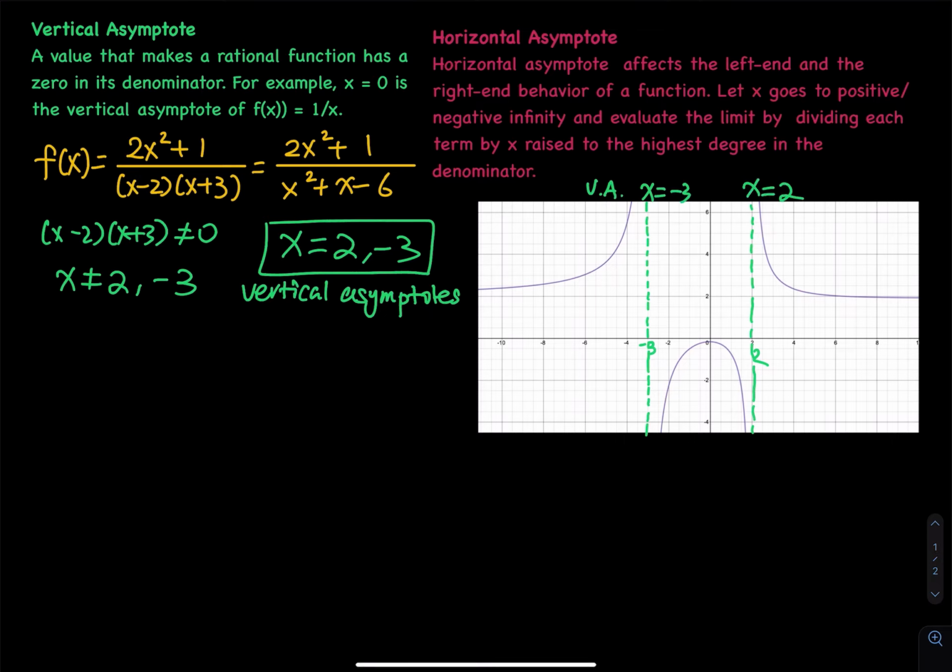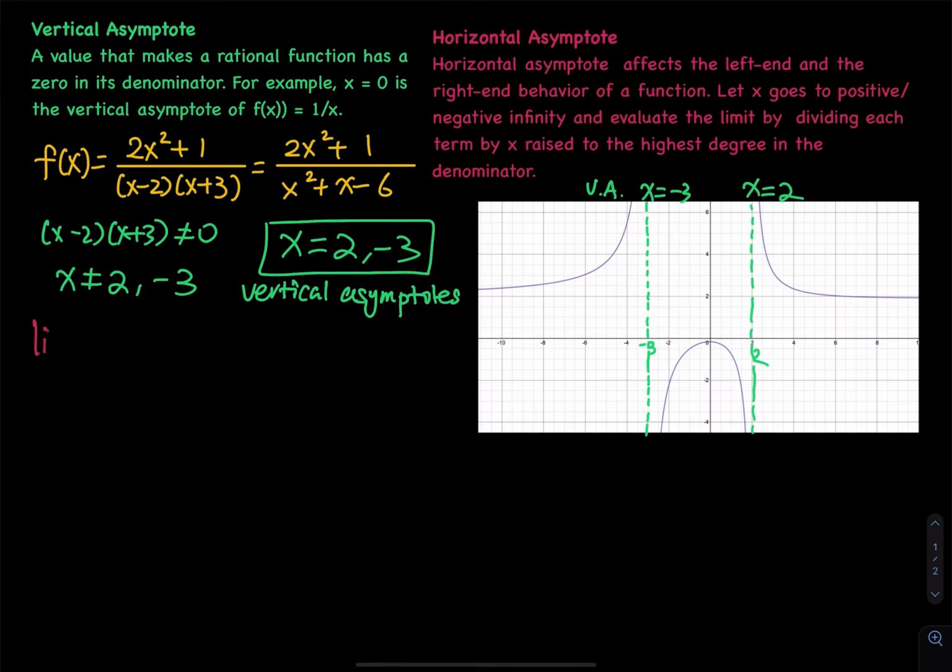And then the other one is the horizontal asymptote. The horizontal asymptote affects the left end and the right end behavior only. So look at this graph: you have to look all the way to the left end, and you have to look all the way to the right end. So how do we find the horizontal asymptote? Simple. All you have to do is set a limit and let x go to infinity.